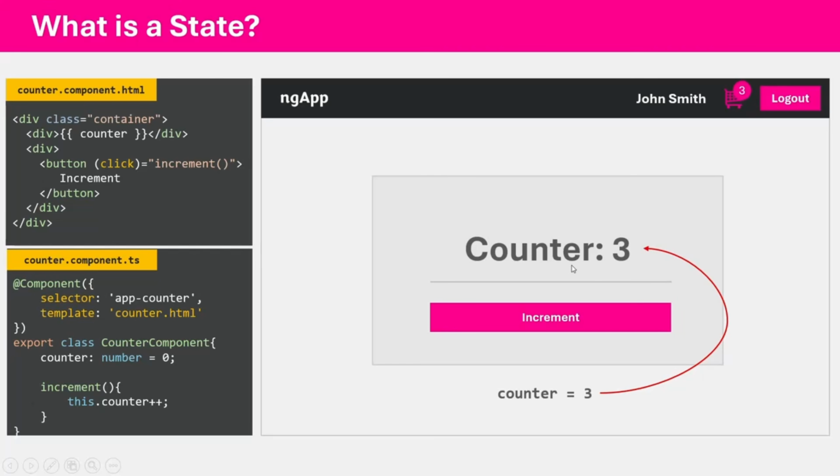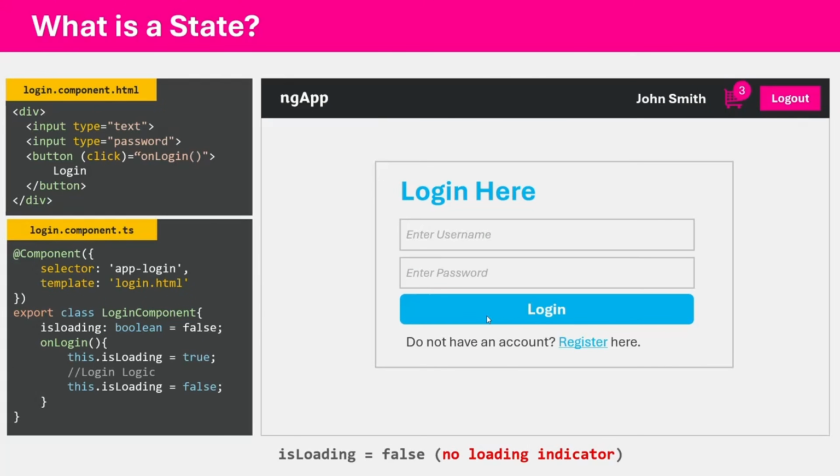Now let's take another example. So let's say I have a component called login component, and inside that I'm creating a property called isLoading, and initially its value is false. And I have a login form here where the user can enter his username and password. And when this login button is clicked, it should send a login request to the server. And on the server, the user should be validated. And if the user is valid, then this user should be logged in.